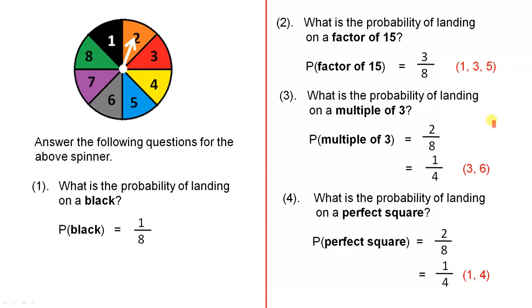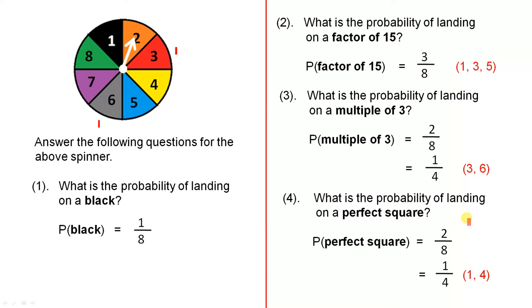What is the probability of landing on a multiple of 3? Now a multiple of 3 is like the 3 times tables. Okay, 3 ones are 3, 3 twos are 6. So 3 is one of the numbers and 6 is the other. So there are 2 out of 8 and we cancel that down or simplify it to 1 out of 4. So the probability of landing on a multiple of 3 is 1 in 4 chances.